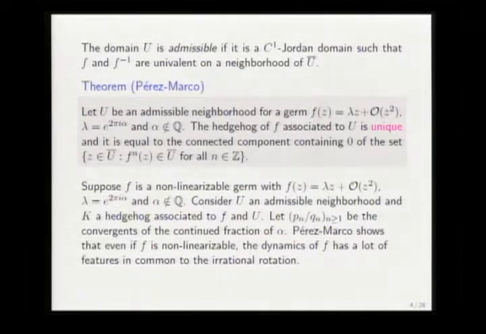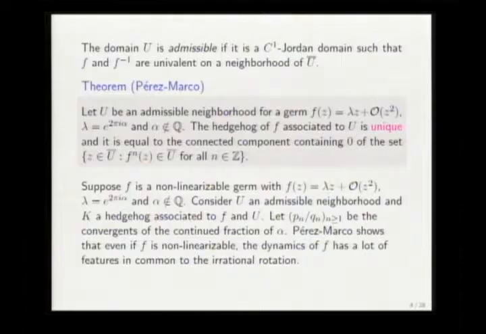All right, a bit about the dynamics on the hedgehog. First of all, one should notice that if the neighborhood U is admissible, meaning the boundary is a C1 Jordan domain, then the hedgehog is essentially unique. It is equal to the connected component containing the origin of the set of points that stay in the neighborhood U under all iterations. In the parabolic case, as one can guess, this is a union of invariant petals, not very hard to see.